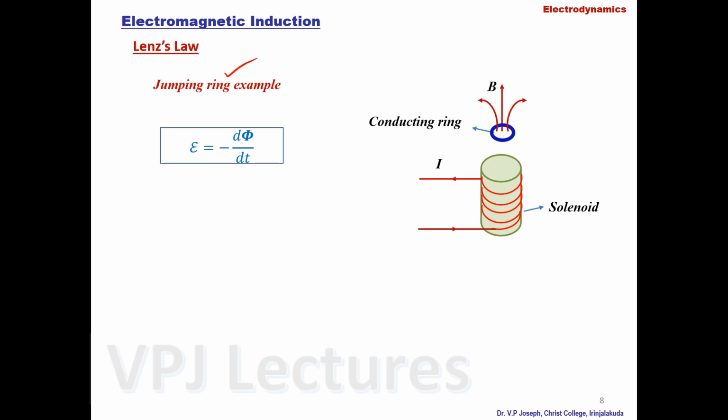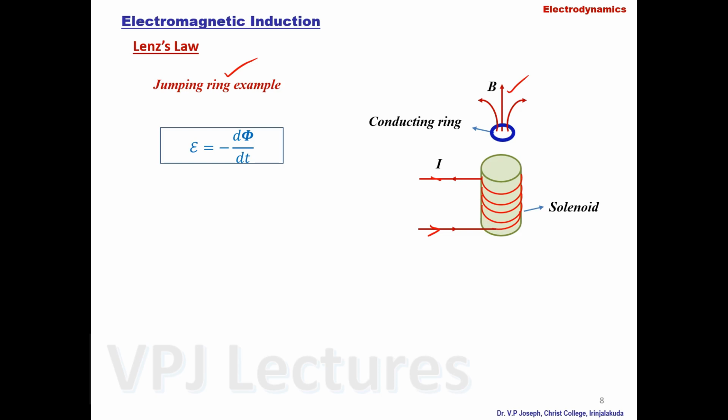When we switch on the current through the solenoid, it becomes a magnet and produces a magnetic field in this direction. According to the right hand grip rule, we can see that the magnetic field produced will be in the vertical direction.